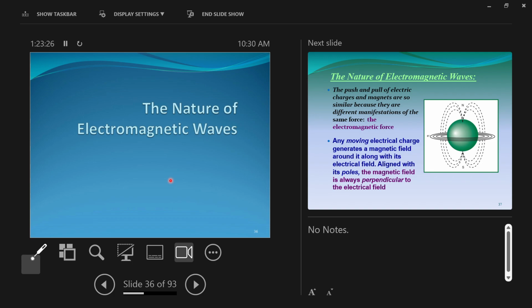What happens when electric charges move, Sergio? You told me already. When electric charges move, what happens? Think about the spinning electron. You said magnetism, right? Yeah, they have a magnetic field. When electric charges move, they generate a magnetic field.